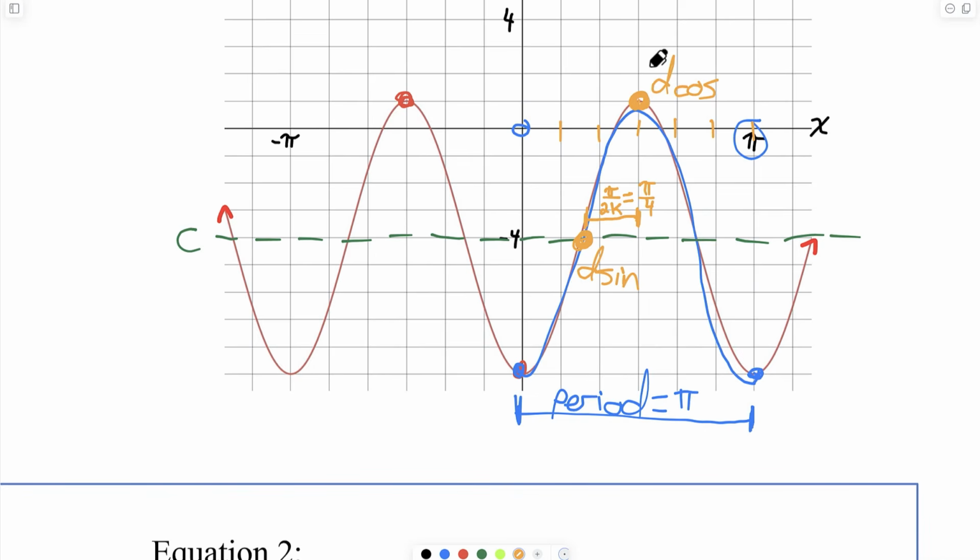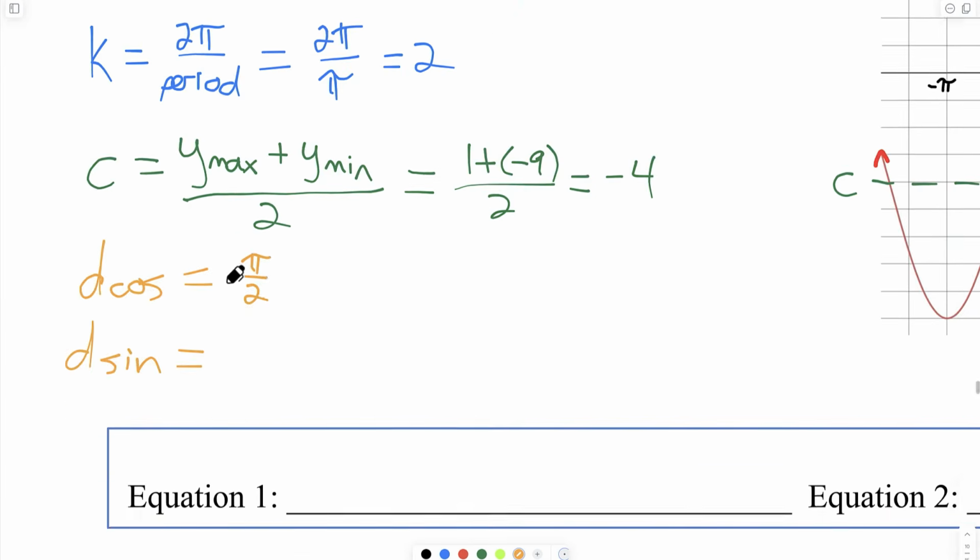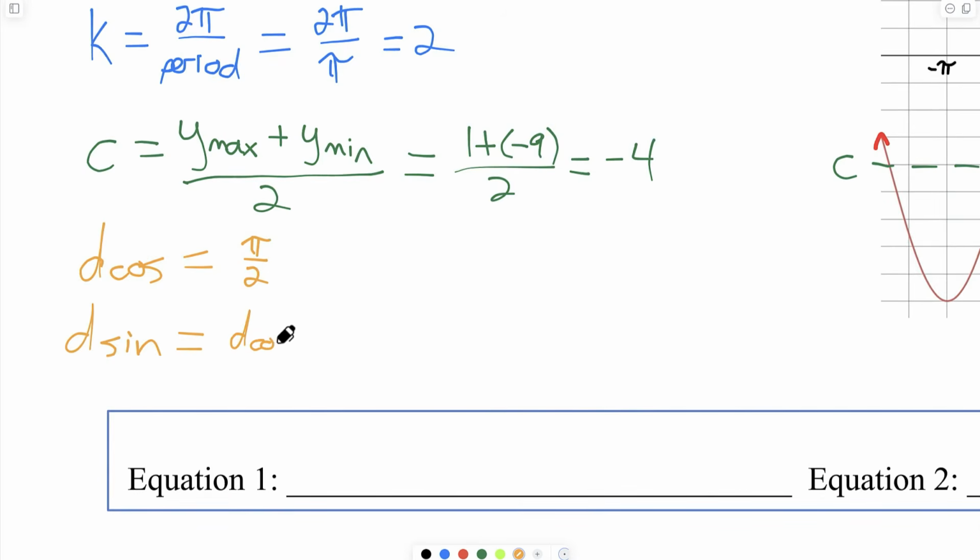I know the d value for cos is pi over 2. I'm interested in the d value for sine. I'm interested in this value right here. To get to that, I would have to subtract pi over 4. So I'll do the d value of cos minus pi over 2k. d cos is pi over 2 minus pi over 2 times 2, so minus pi over 4. So I have 2 pi over 4 minus 1 pi over 4, that is pi over 4.